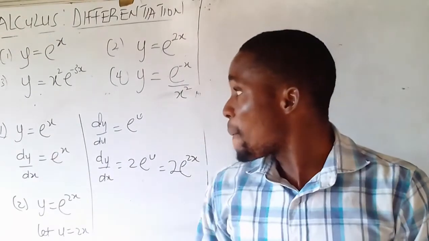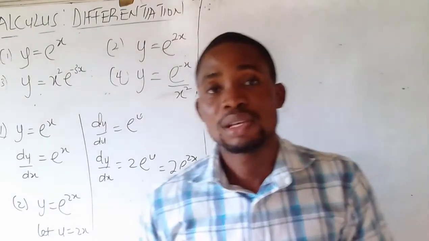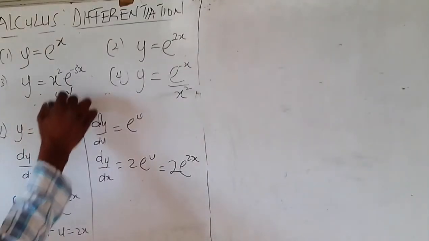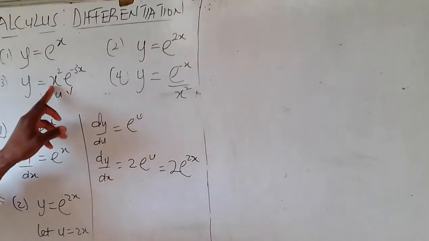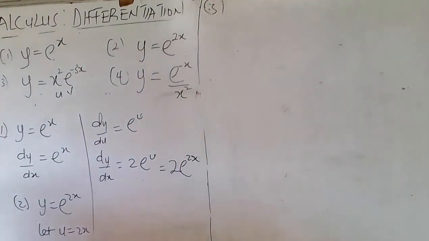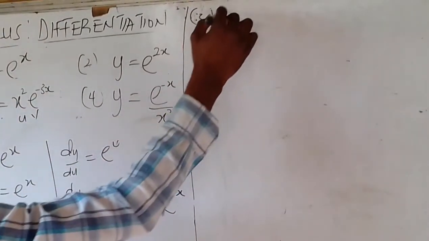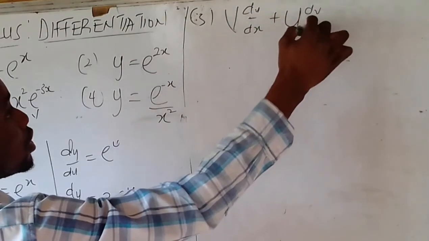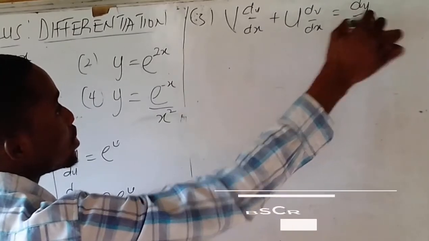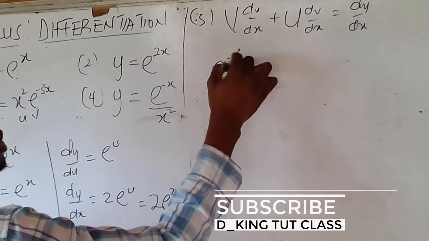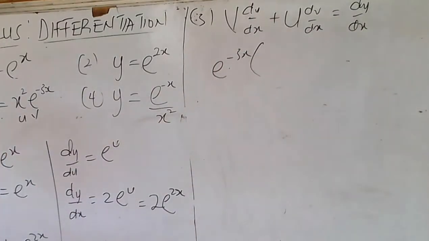But for this example 3, y is equal to x squared exponential minus 3x. For this case, I'm going to be using the product rule, because we have two different functions of x. That's x squared and exponential minus 3x. For number 3, with the idea of product rule, the formula is v du/dx plus u dv/dx. That's dy/dx. Where our v is exponential minus 3x times du/dx, that we are going to differentiate u. Our u is x squared.